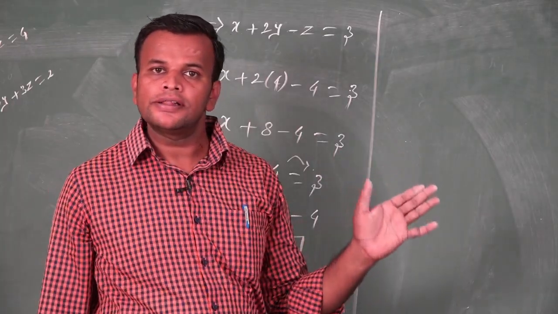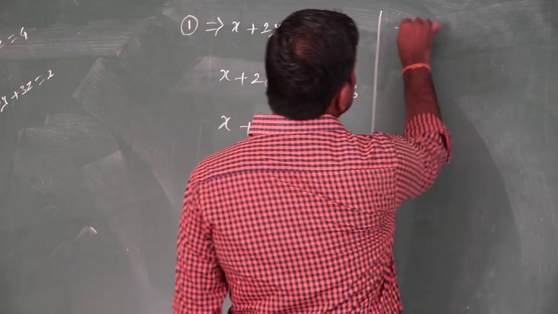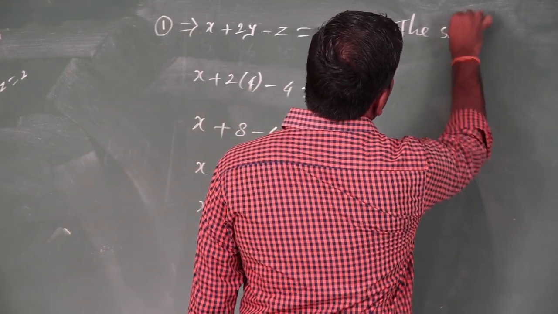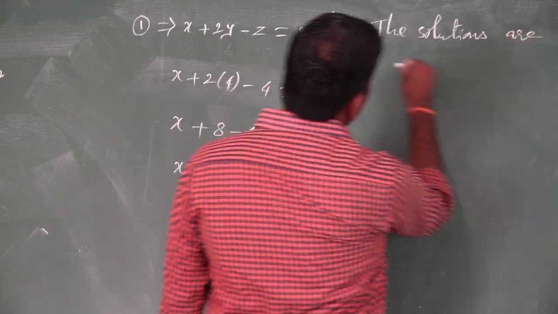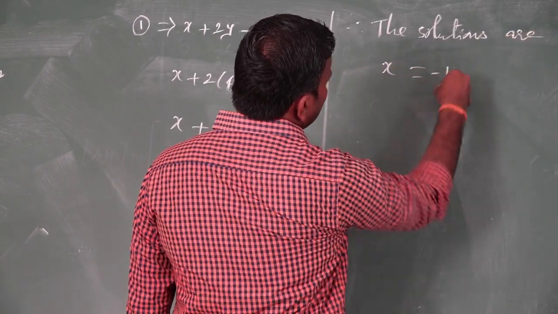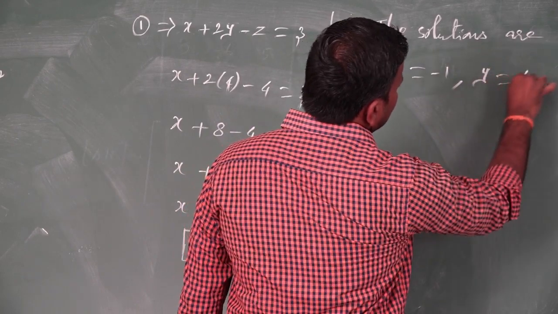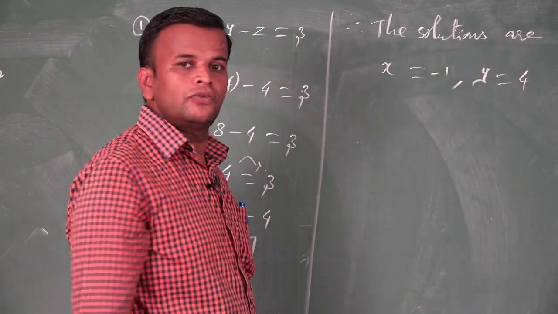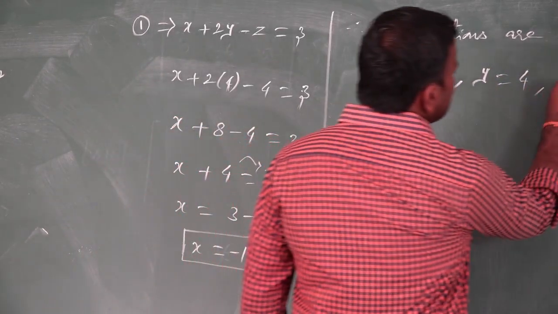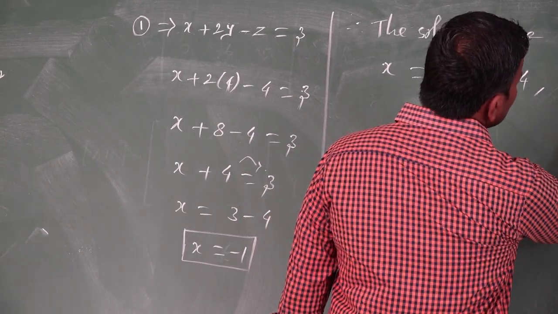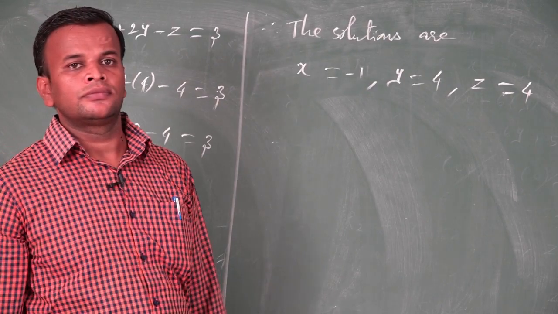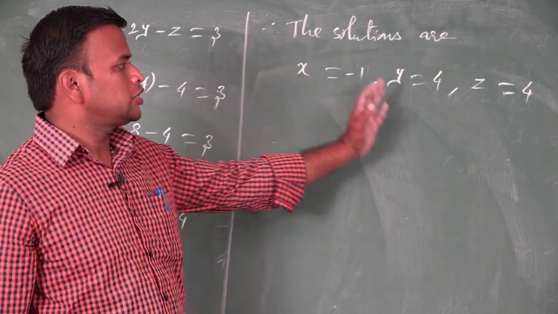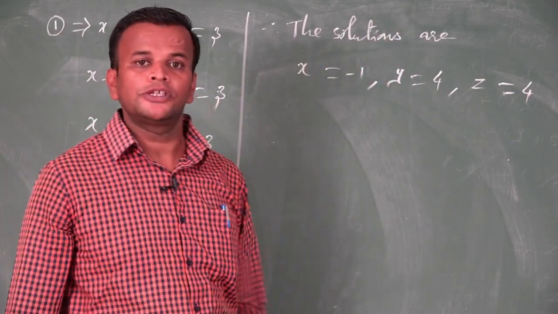These values are called a solution. Therefore, the solutions are: the value of x is minus 1, the value of y is 4, and the value of z is also 4. So it is our required solution. X value minus 1, y value is plus 4, and z value is equal to plus 4 again.